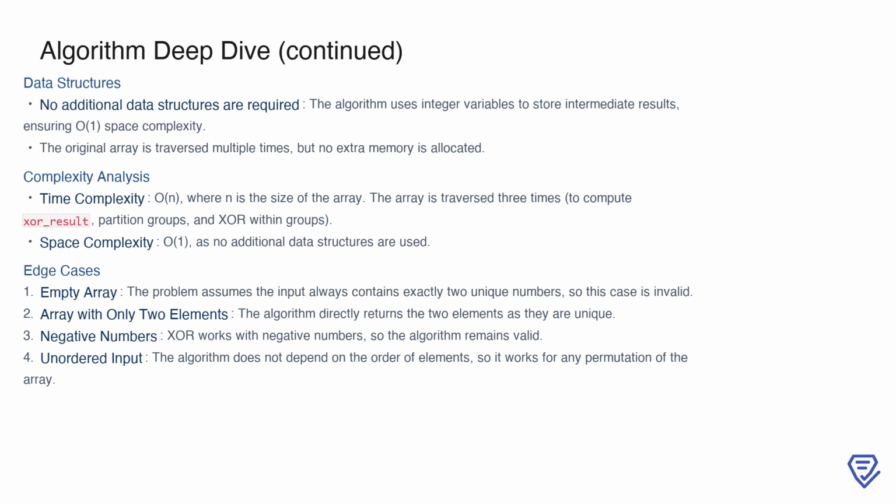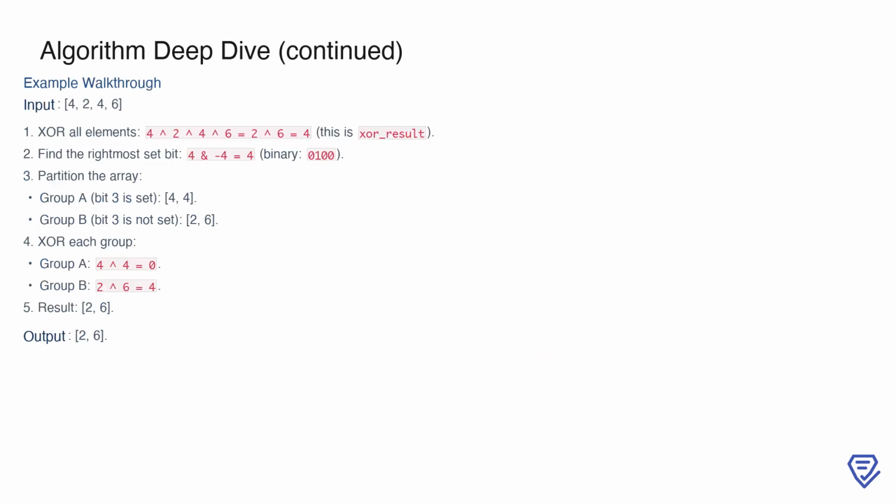Regarding edge cases, the algorithm assumes the input always contains exactly two unique numbers, so an empty array is invalid. If the array contains only 2 elements, the algorithm directly returns them as they are already unique. It also handles negative numbers seamlessly since XOR operates on their binary representation, and it's unaffected by the order of the input. Let's walk through an example with the input array 4, 2, 4, 6.